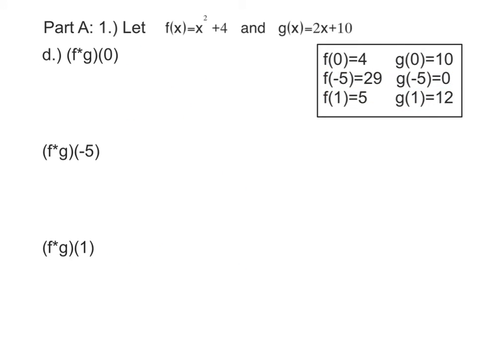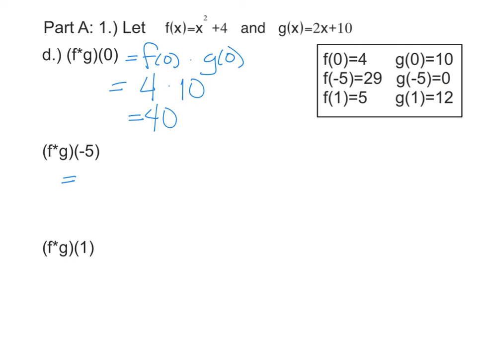Multiplication works the same way. F times g of 0 is f of 0 times g of 0. Now this isn't 0 times 0. It's f of 0, which is 4, times g of 0, which is 10. 4 times 10 is 40.